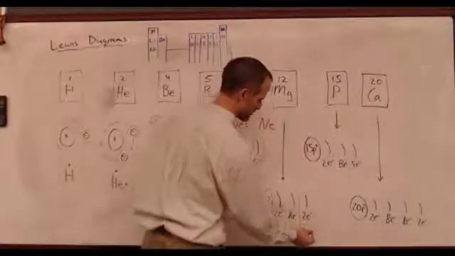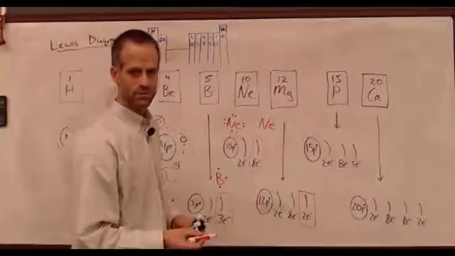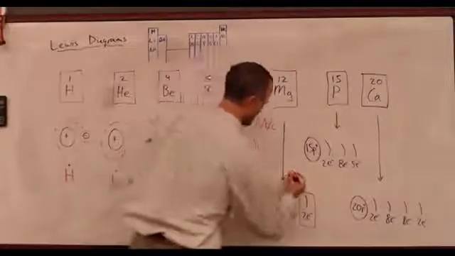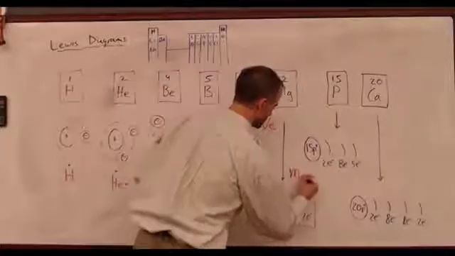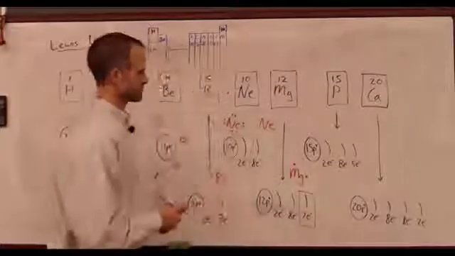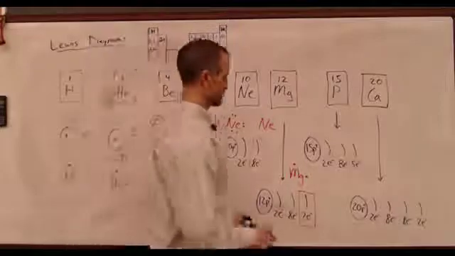Okay, magnesium. Let's think about this. On the last orbital, it has how many, and what do we call it? Valence electrons. It has 2. So magnesium, 1, 2. Pretty straightforward, I think, at this point.